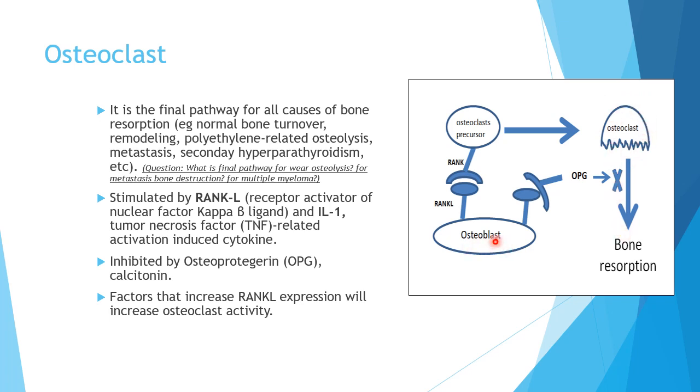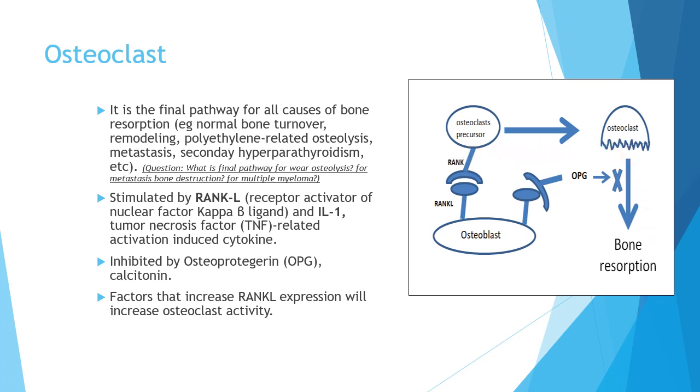So when osteoblast has more RANKL, that will result in more osteoclast activity. So remember, the RANKL is on the osteoblast. RANKL is on the osteoblast, and an increase in the RANKL will cause more osteoclast precursor to be changed into osteoclast, resulting in bone resorption.